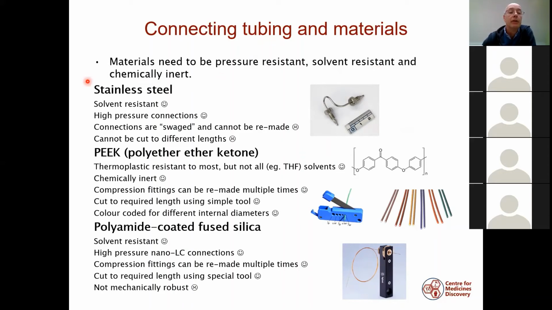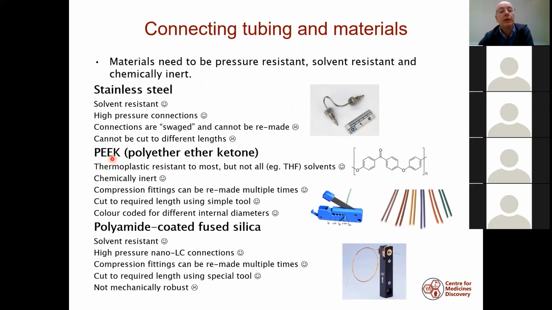So the original connecting tubing was stainless steel. This is very good. It's solvent resistant. It can make high pressure connections. Unfortunately, sometimes when you make these connections, the connection is deformed, so it's swaged, and you can't remake the connection. So once you've made the connection, it's fixed. Also, cutting different lengths of these is rather difficult, so you're stuck with whatever length you've got.